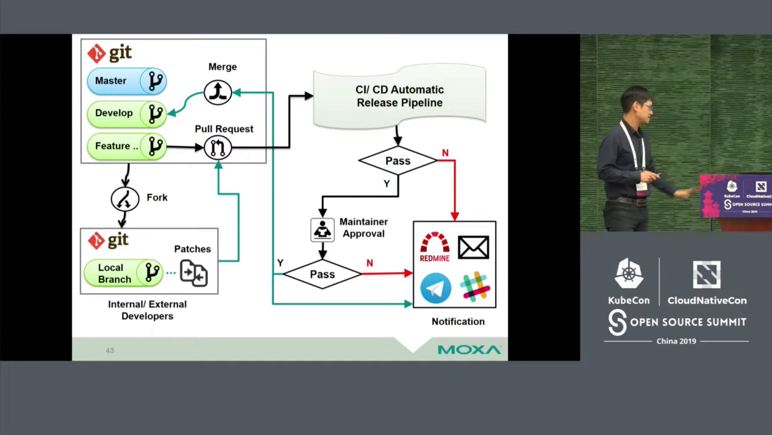This is our testing and development procedure. As you can see, the developer forks the Git repository and makes some changes. After all, they will send the patches or send a pull request. After that, this will jump to the CI/CD automatic release pipeline. This pipeline will return a yes or no to our team, and we can know whether it passed or not.